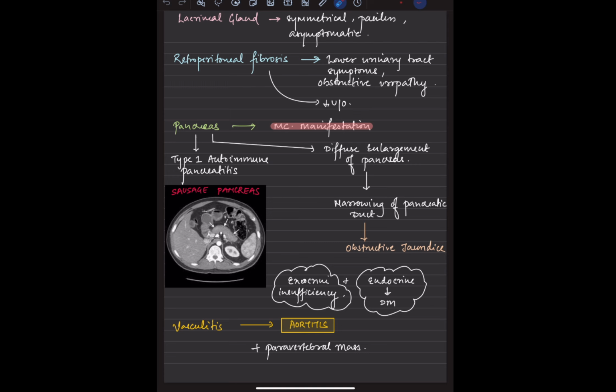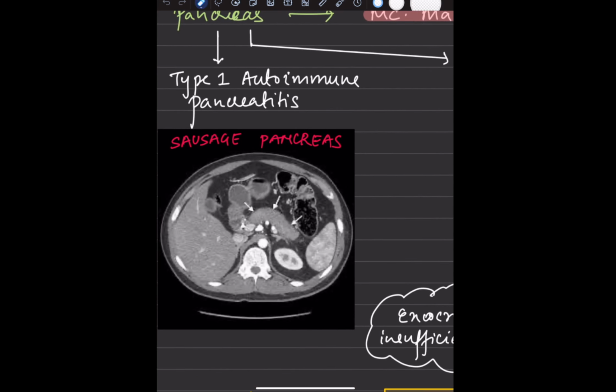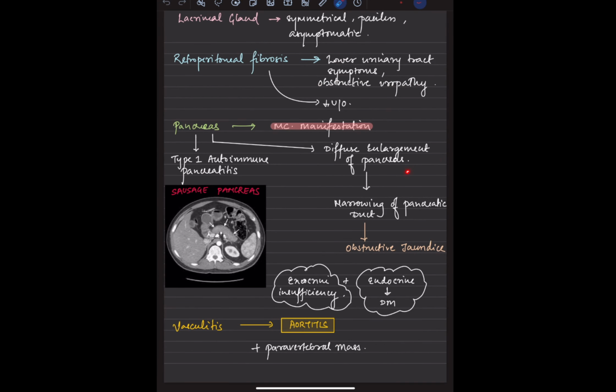Then coming to the pancreas. Pancreas is the most important thing. There will be a type 1 autoimmune pancreatitis. There will be a sausage shaped pancreas, like in this image. There is a sausage shaped pancreas because there is this enlargement. So diffuse enlargement of the pancreas, which will cause narrowing of the pancreatic duct, and that will cause obstructive jaundice. So the patient can come with jaundice, and whenever there is an increase in the ALP, straight away think of MRCP or ERCP, whatever you have in your institute. Exocrine insufficiency could be there, and endocrine, we have diabetes, which could be appreciated in such patients.